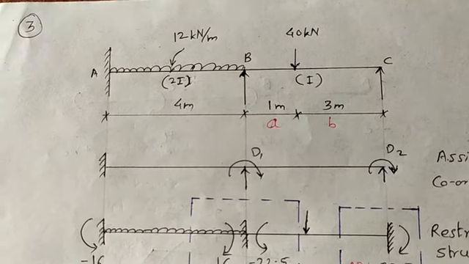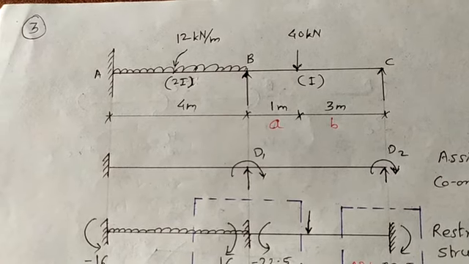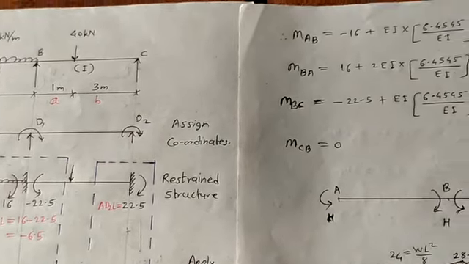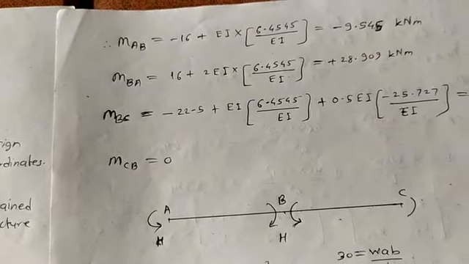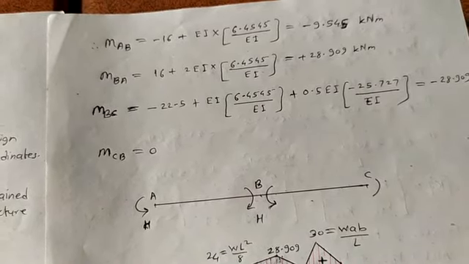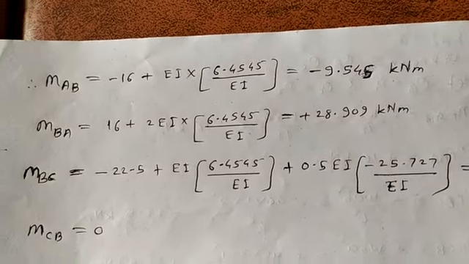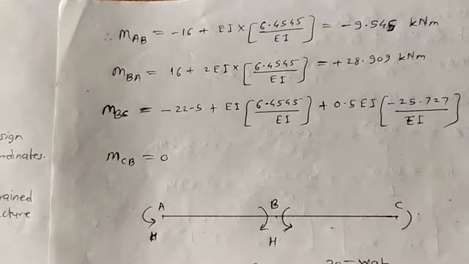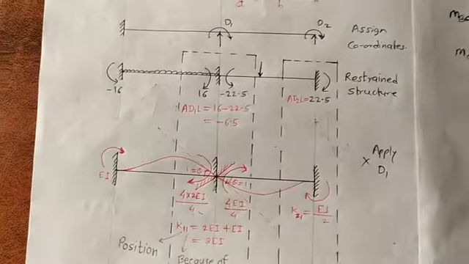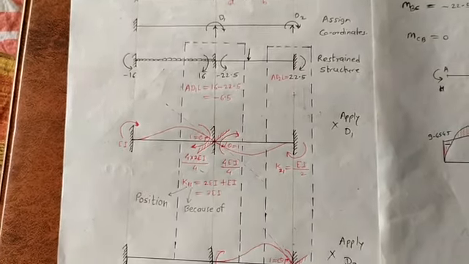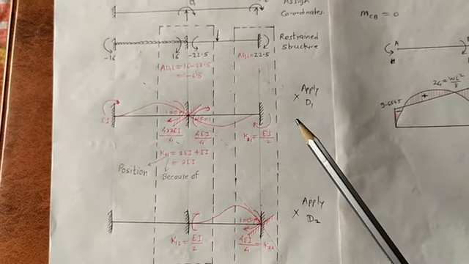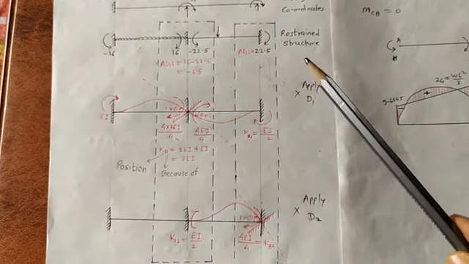Now how to find the moment at joint A and at joint B? Now come to that part. Here I have written the calculation required for MAB. So now come to the calculation of MAB. To get the moment at A, we are going to consider again these three diagrams, that is the restrained structure, application of D1, and application of D2. We have to consider just these three diagrams.